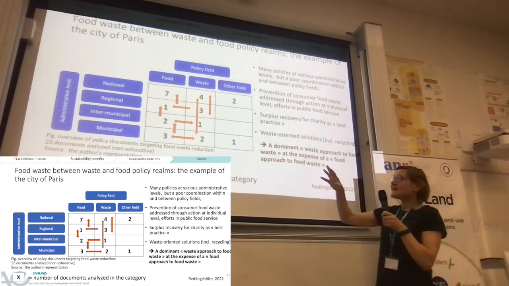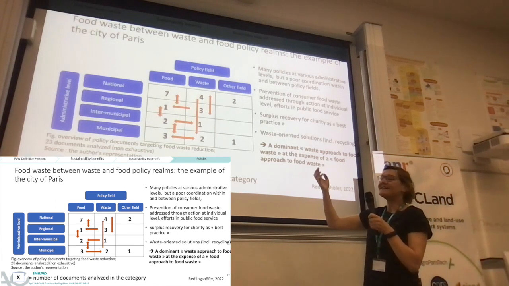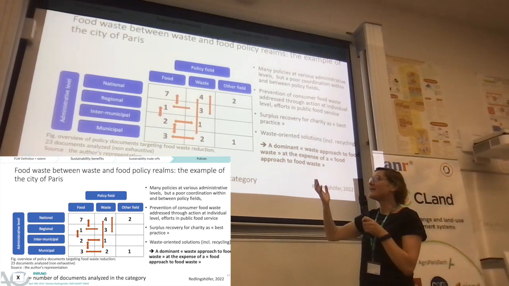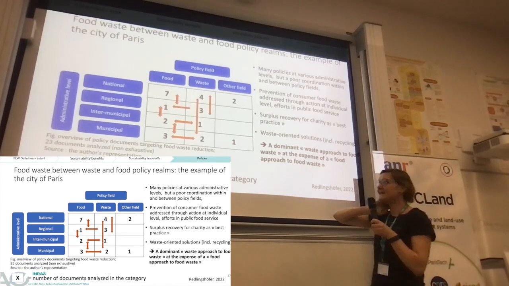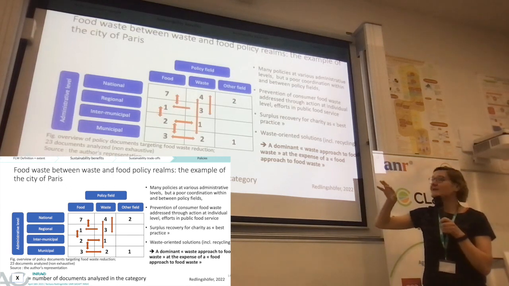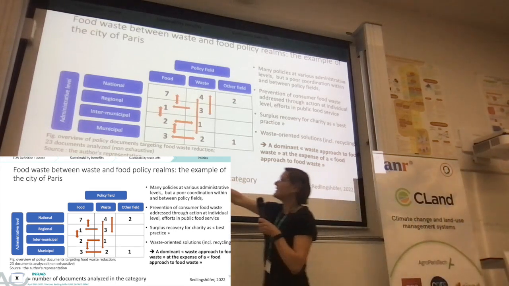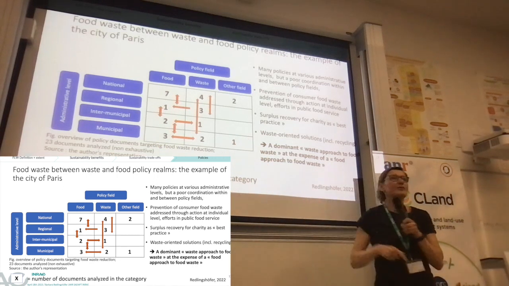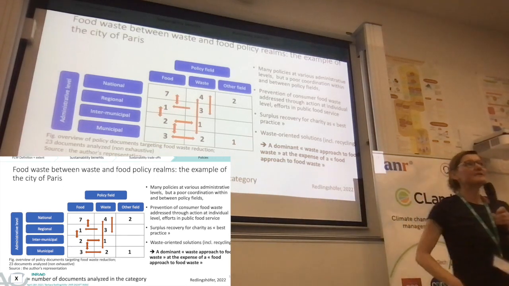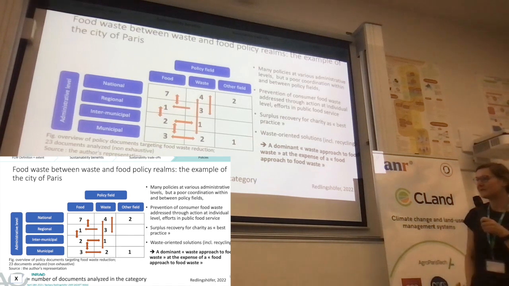And we know that, this is something that I analyzed, that there are policies available at the national level, because I've showed you that on the previous slide. We have policies at regional level, we have policies at intermunicipal level and municipal level. So the city of Paris was a case study. Overall, the numbers in the cases show the number of policy documents that I analyzed, a total of 23.